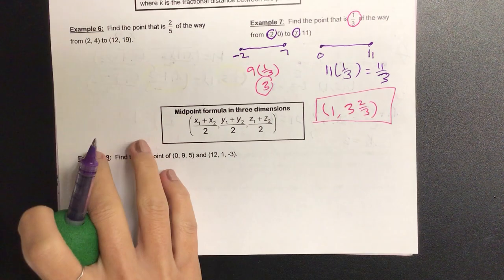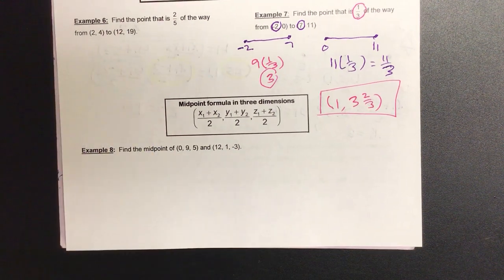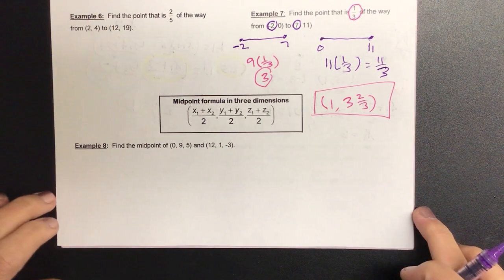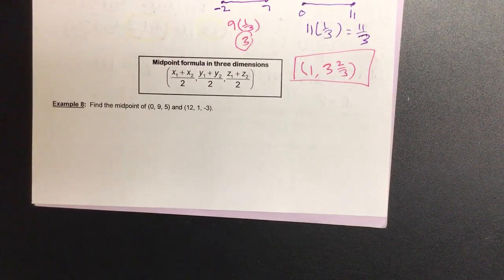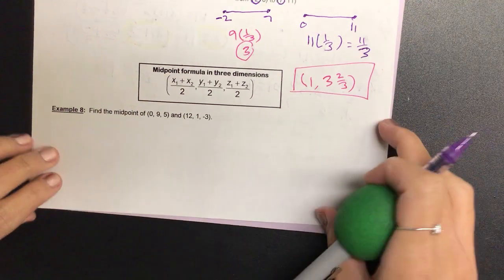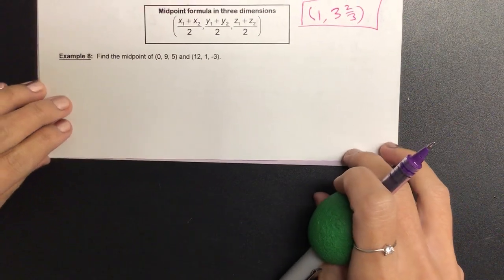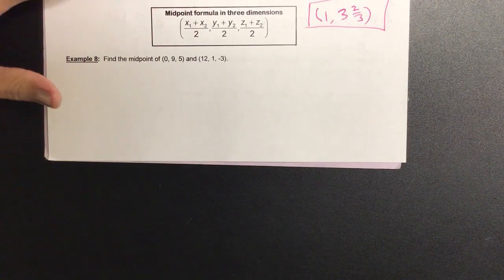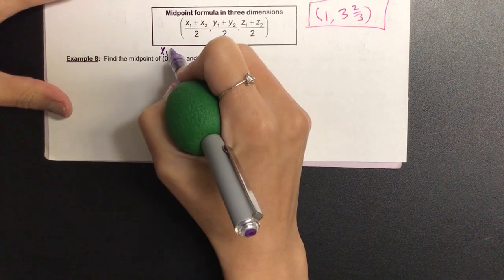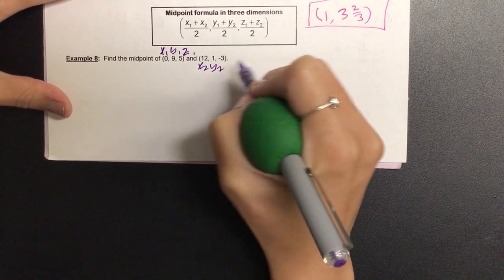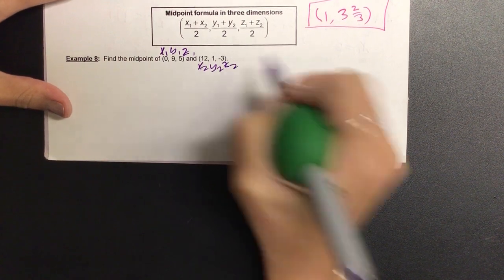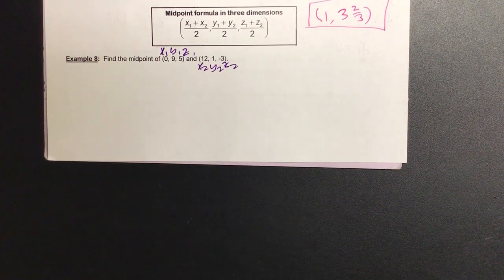Let's try example 8 with a partner real quick. I'm going to give you about 30 seconds. Talk to your neighbor. Okay, so we got (0, 12, 8). Find the midpoint, (11, 6), and then from (9, 9, 1).